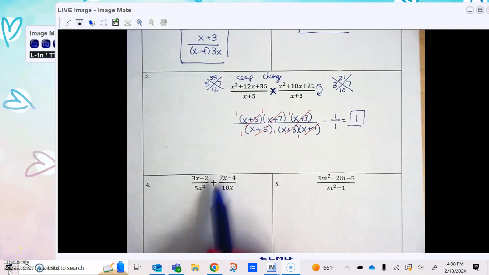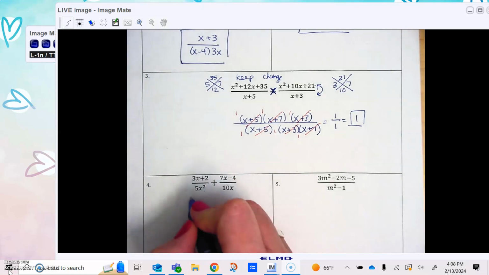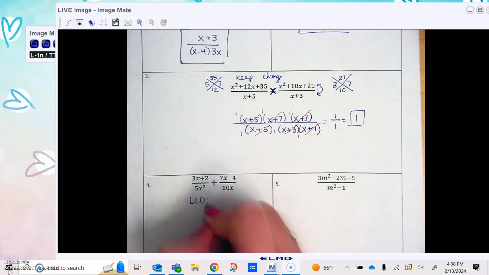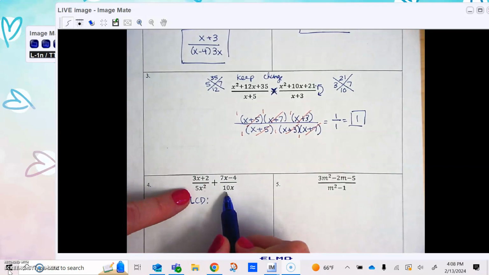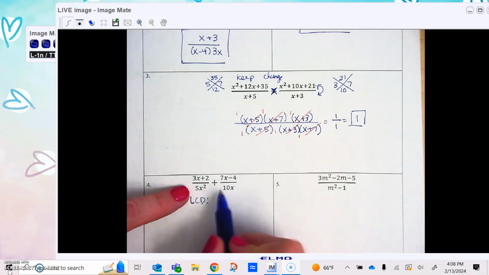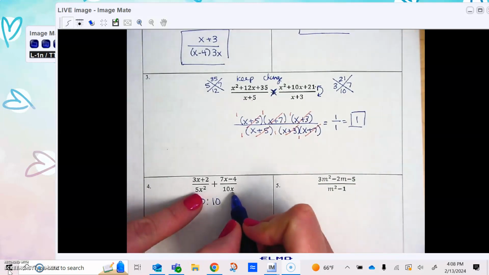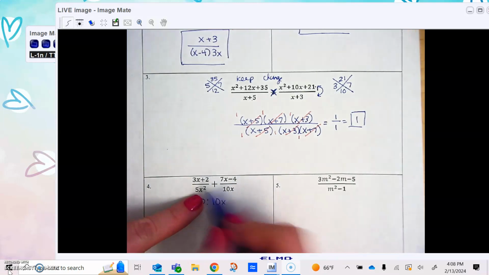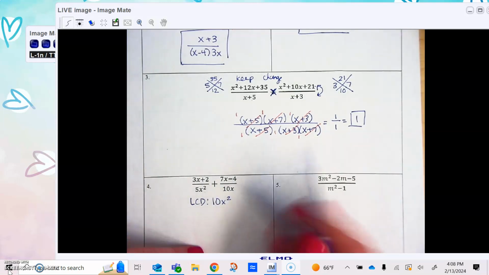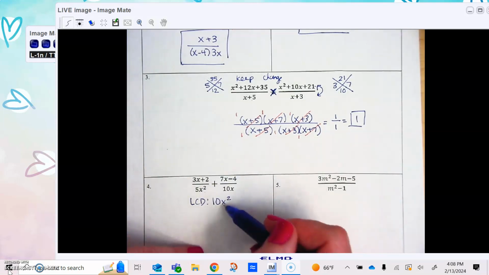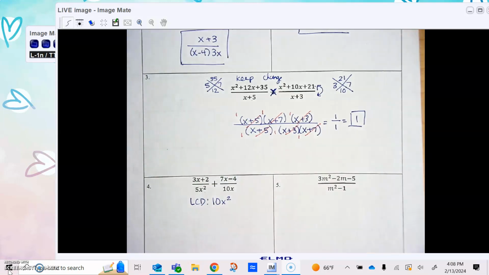All right, here's another add-subtract problem with different denominators. So we need to make an LCD. So look at the number section first, 5 and 10. The smallest number that they both go into is 10. And then look at the x's, they both have an x, and the bigger power is 2. So now I need to change these so that they both have a denominator of 10x squared.